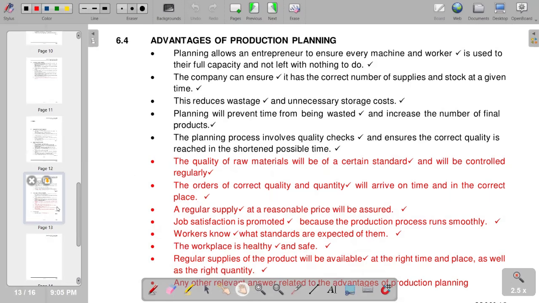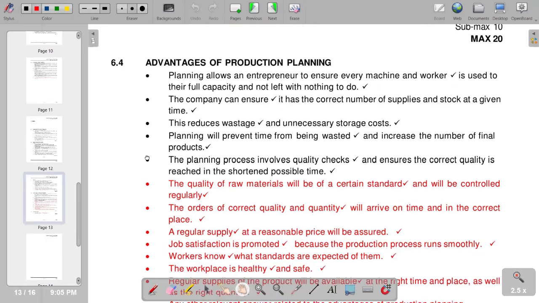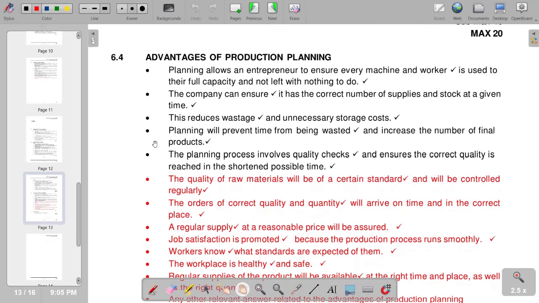And of course, we do have the next part which we have is advantages. Advantages of production planning. What are the advantages of production planning? So these are the advantages that we have.